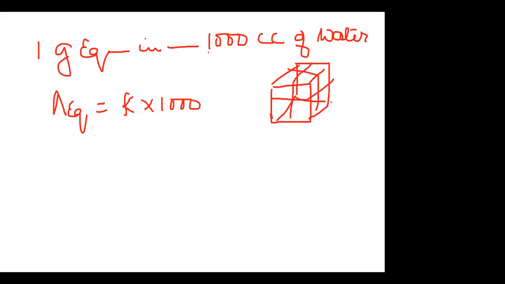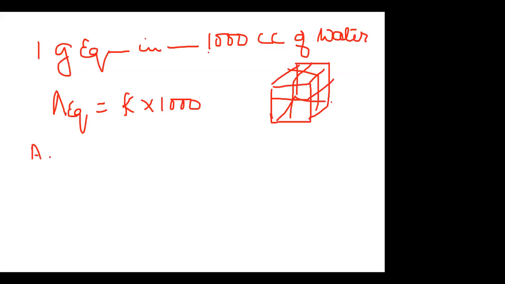So though the value of kappa will be decreasing, mind you, why will the value of the specific conductance decrease here? Because the amount of ions present per cc of the solution is decreasing. But how many such cubes are arising? If you are adding 1 gram equivalent to 1000 cc of water, how many such cubes are arising? 1000 cubes are arising. So therefore, the equivalent conductance can be given as kappa into 1000. So this you have to understand.